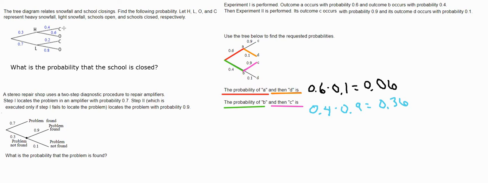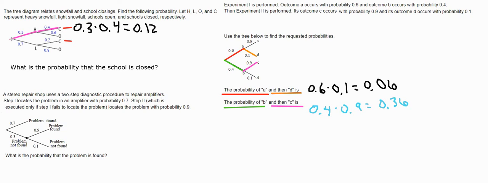So we need to find out how do we get to the C, and there's two ways to get to the C. For the top half, we could have heavy snow, and then we could have a closure. And this part would be 0.3 times 0.4, and that's going to be 0.12.